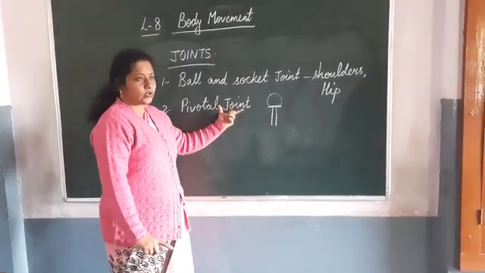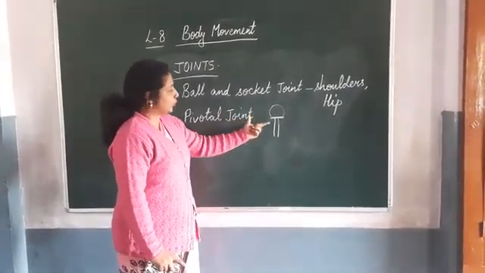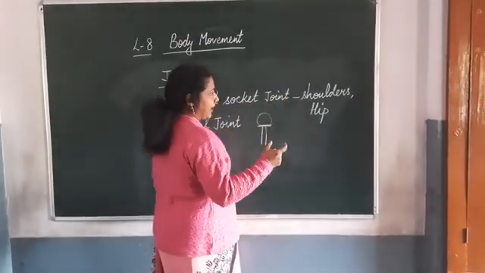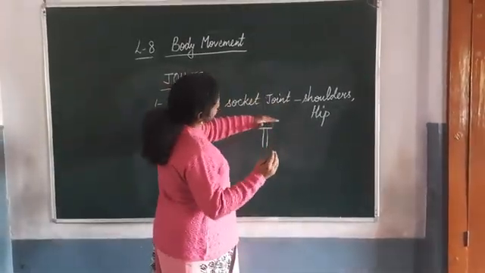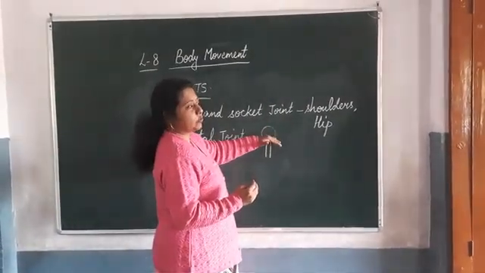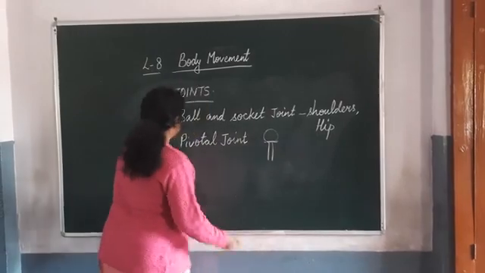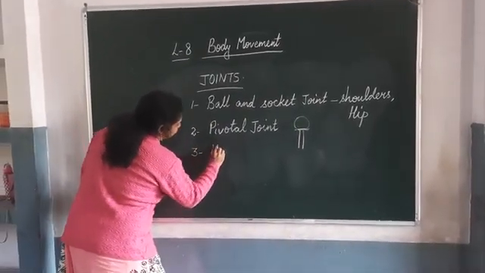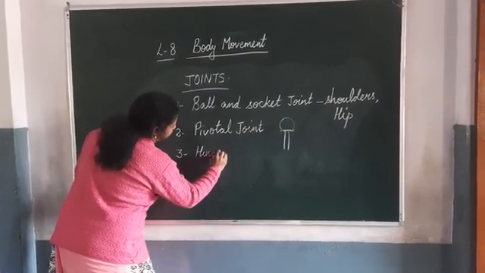So the pivotal joint, as you all know, the spinal cord is at the back, and our head is fixed on this spinal cord. So here there is a pivotal joint. Okay. Then the third kind of joint is the hinge joint.